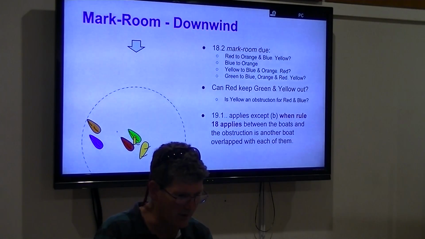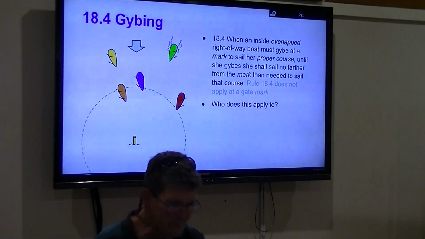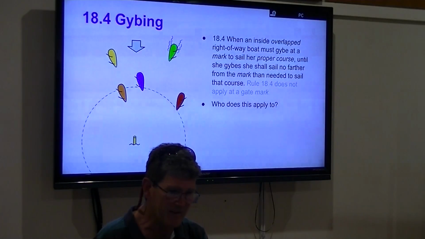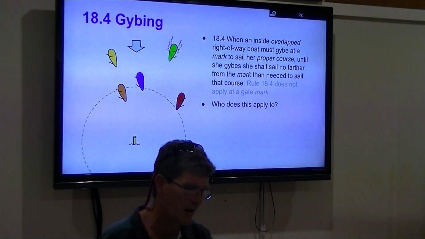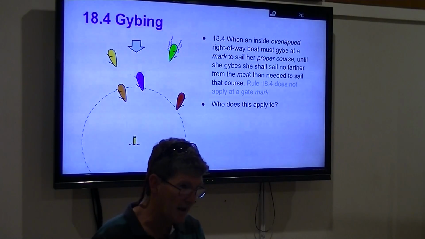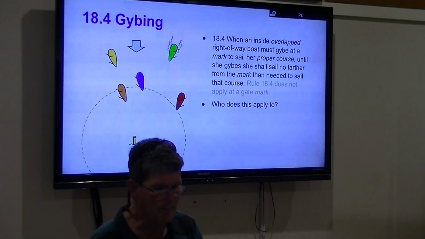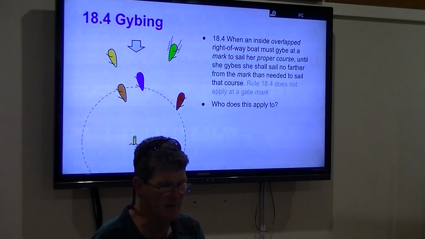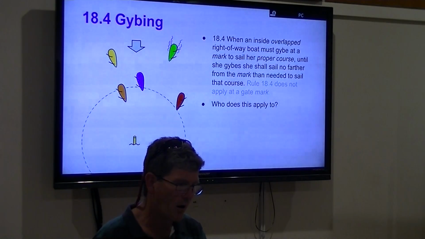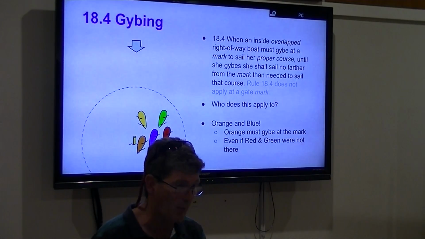Okay, do I have one more slide? Jibing, one last slide. When you're doing a downwind mark with an inside overlap, the right-of-way boat must jibe at the mark to sail her proper course. So here we have orange and blue. They're on opposite tacks, but they've got an inside overlap, so 18 applies. How far can they sail on past the mark? This says they can't sail any further from the mark than they need to sail that course. So orange and blue can't take red out to Kingdom Come. They basically have to come in here and jibe immediately at that mark.